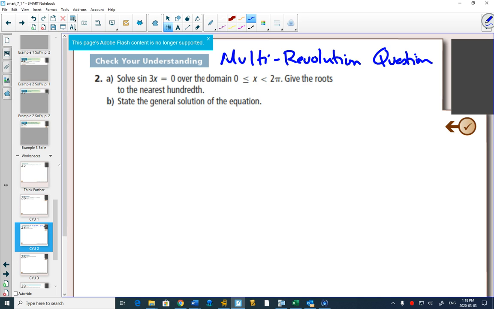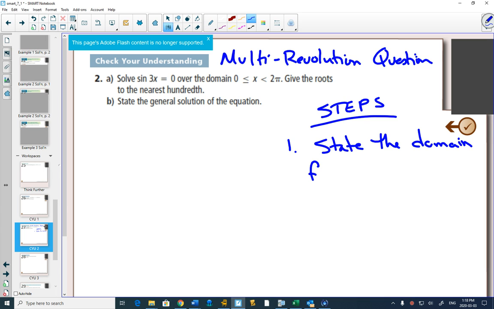So what I'm going to do is off to the side here, I'm going to write out the steps, and we're going to try to solve it as we're writing out the steps to see what the steps mean. So first, when you have a multi-revolution question, you recognize that because we have a number in front of x, sine 3x equals 0. We're going to start by stating the domain, and I'm going to put 3x in quotation marks because it could change. We're going to state the domain for 3x. If it was sine 4x equals 0, you'd state the domain for 4x.